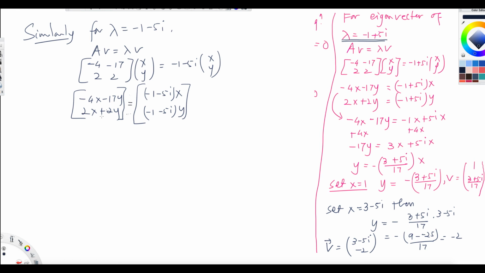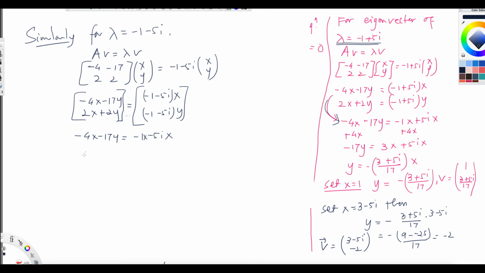So negative 4x minus 17y equals, so what is the second equation? The second equation is 2x plus 2y equals negative 1y and then minus 5iy, okay? So similar to the first problem, I want to take the second equation here, just to make sure that you will get the same thing if you take the first or the second. So let me do that. What I want to do is move that to this side.